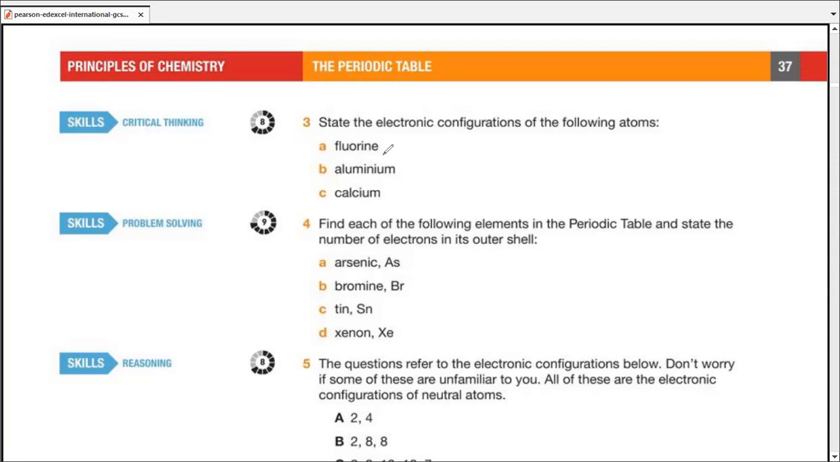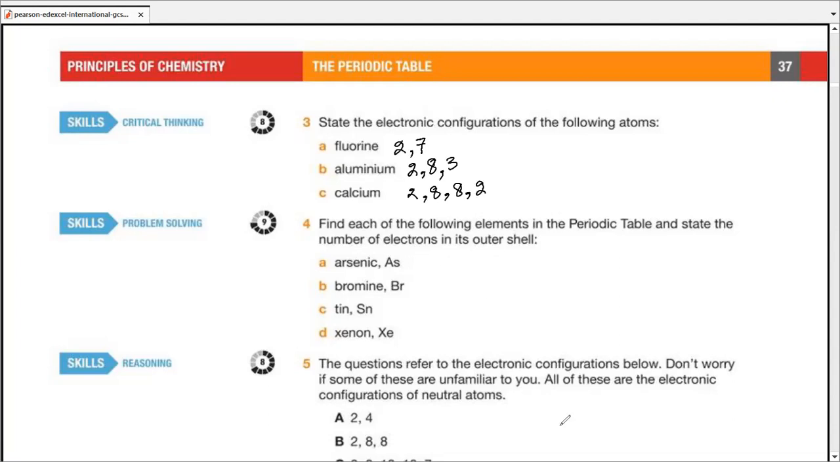So the first shell will have two, and then the second one will have seven. Next one, aluminium. The first will have two, eight, three. Calcium. Let me do this one because it has four shells. First one will have two, second will have eight, third will have eight again, and then two. Good. Great. They are all correct.